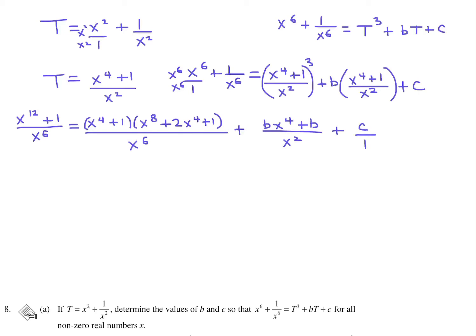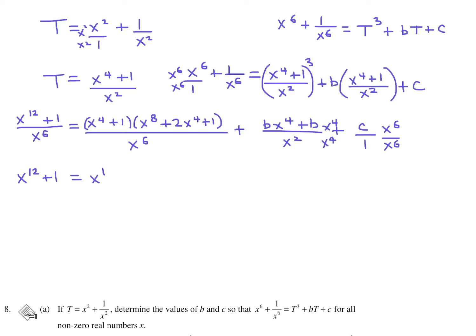Now I'm going to get a common denominator so I can get rid of the denominators. Multiply top and bottom here by x to the power of 6, and multiply top and bottom here by x to the power of 4. If I do that, my denominators will all be the same, x to the power of 6, so I can get rid of them. And that just leaves me with x to the power of 12 plus 1.